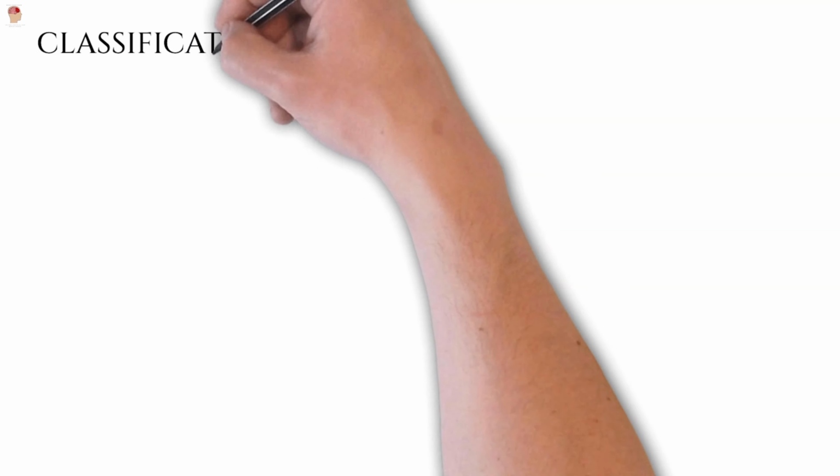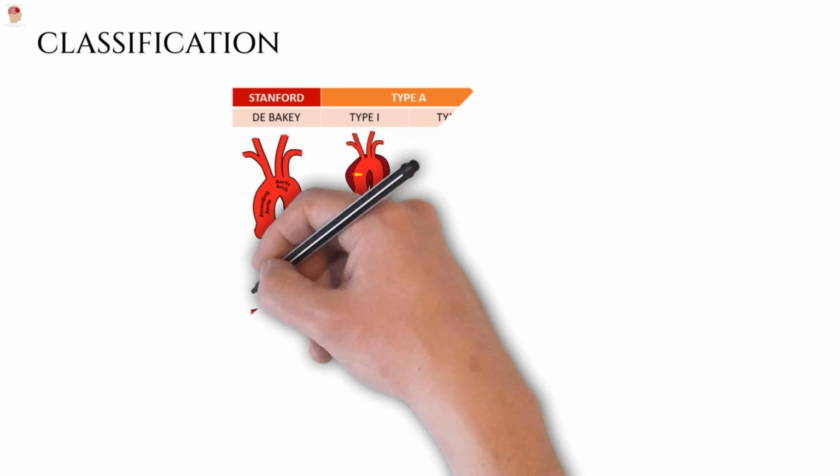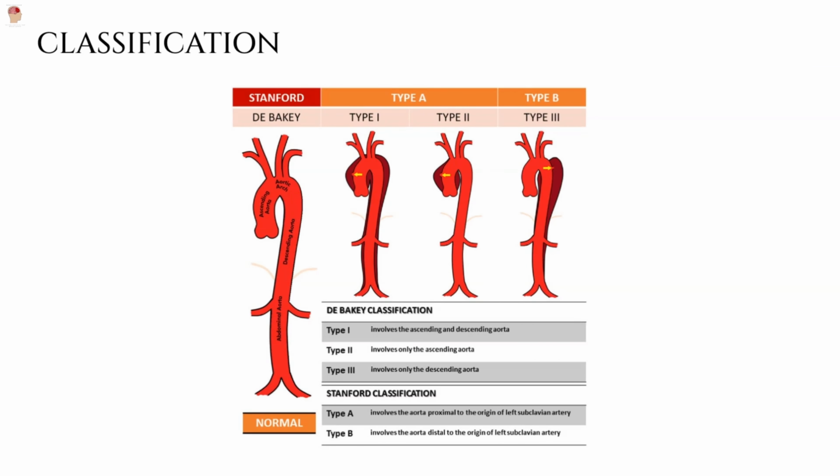Now, how do you classify aortic dissection? Worldwide, aortic dissection is classified on the basis of two systems. One is the Stanford and the other is the DeBakey classification. The Stanford classification is the one most commonly used in the world. There are type A and type B. Type A is the one in which the aortic dissection involves the aorta proximal to the origin of the left subclavian artery, and type B occurs distal to the origin of the left subclavian artery.